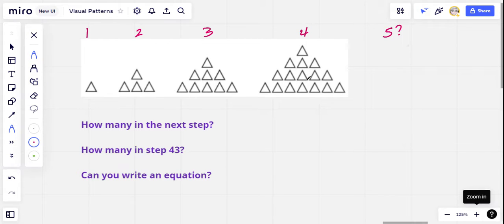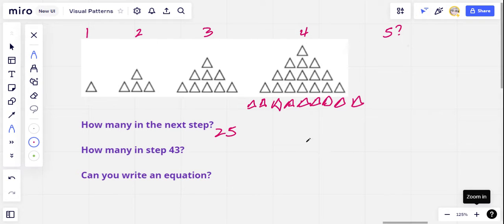So 1, 3, there's 5, this is increased by 2, this is 7. So I would guess in the next one we would have 9 triangles added to the bottom. So that would be step 5 right there, however many triangles that is. Let's see, 1, 4, 9, 16, 17, 18, 19, 20, 21, 22, 23, 24, 25. So it looks like in step 5, we'd have 25 triangles. It's a more complicated pattern than we've seen before.